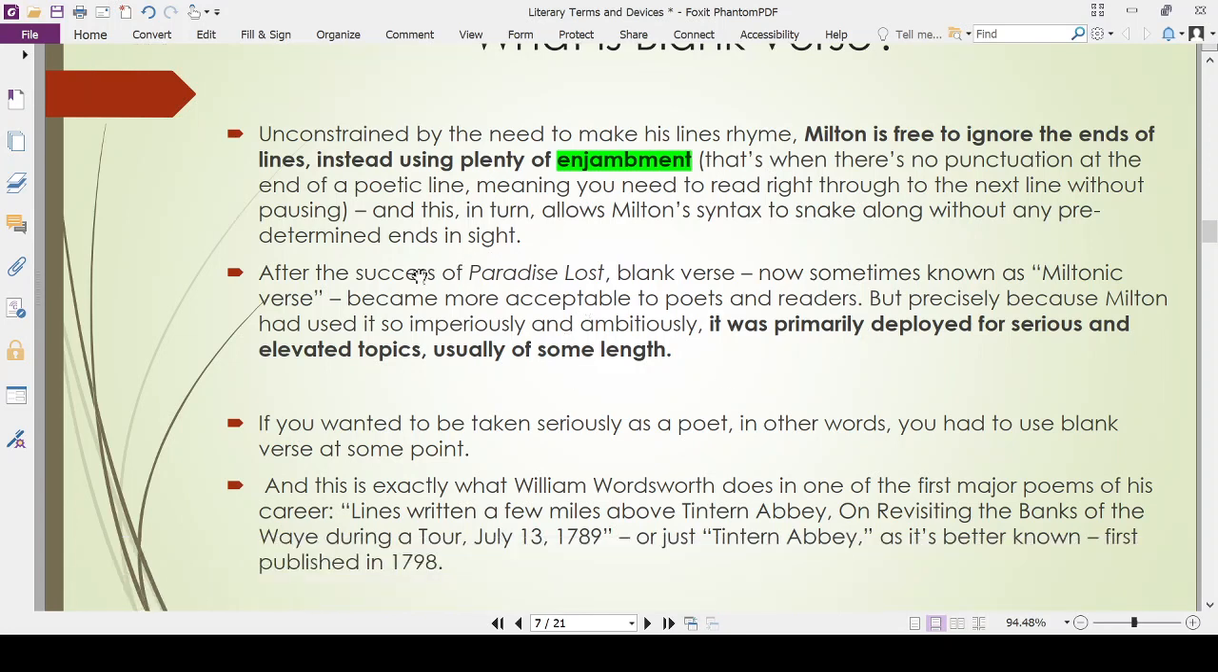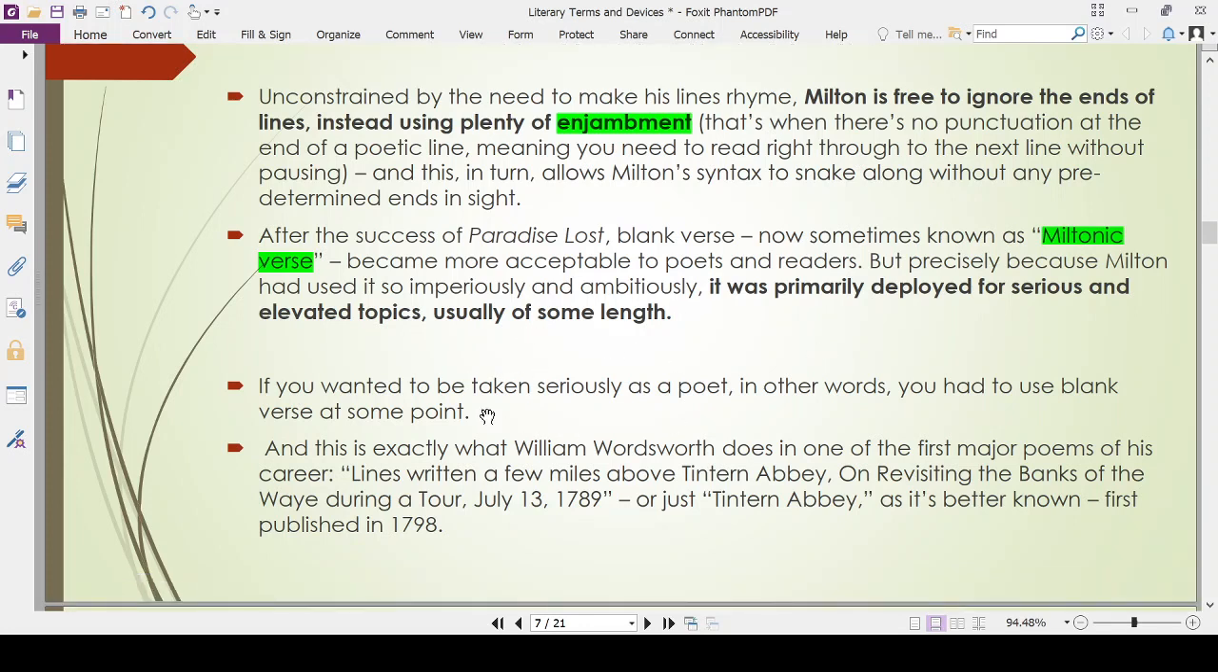Okay, so because of the success of Paradise Lost, there's another term to describe blank verse, and it is called Miltonic verse. So blank verse is also called Miltonic verse because this book was extremely successful. And because Milton used it so ambitiously and for such a great topic, blank verse is now primarily deployed for serious and elevated topics. So you shouldn't use blank verse for something trivial.